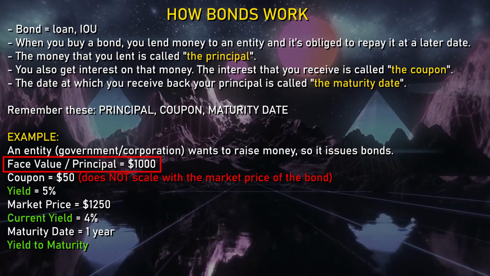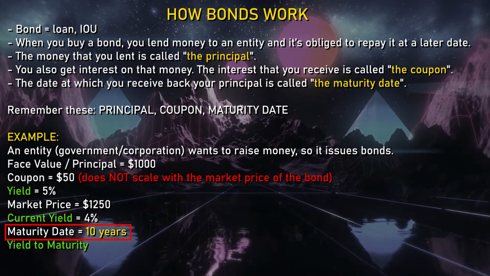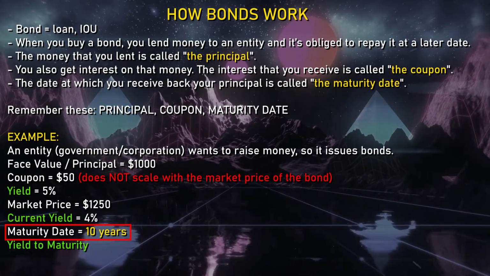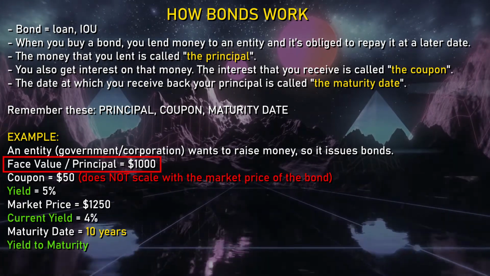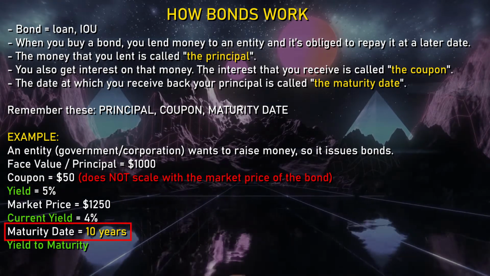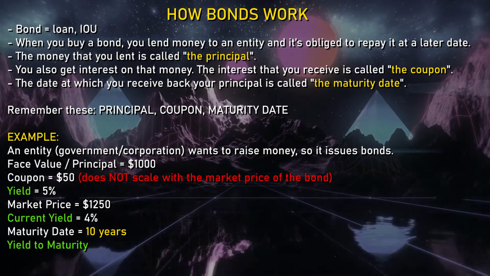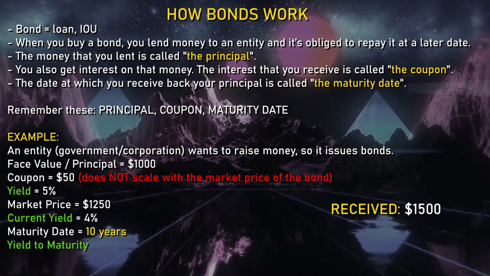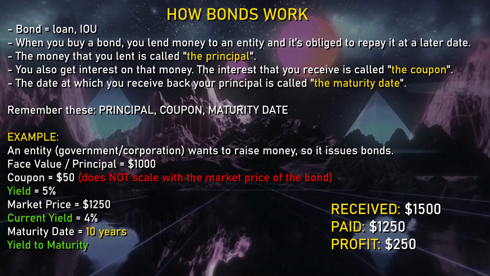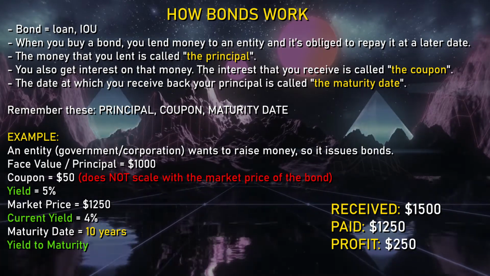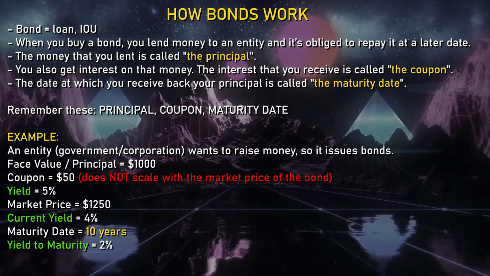You buy that $1,000 bond on the market for $1,250. It has 10 years left until the maturity date. At the end of those 10 years, you get back $1,000, which is the principal, plus $50, which is the coupon, times 10 years, which actually amounts to $500. So the total amount that you get back is $1,500. You invested $1,250 and earned a profit of $250 in 10 years. That's a profit of 20% in 10 years, or a yield to maturity of 2% per year.